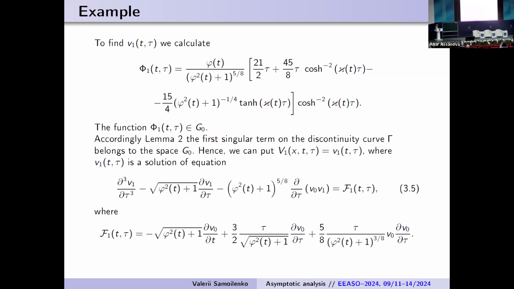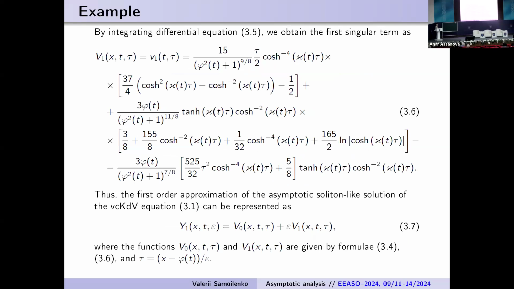And the next term of the asymptotic expansion: to calculate this first term, we need to calculate some additional function. Here is presented the concrete value of this function, the equation for determination of the first term, and the corresponding right side function. It can be solved exactly, and we use formula number 6 for the first term of the asymptotic solution. So finally, we obtain the first approximation of the soliton-like solution in form number 7, where the zero term, the main term, and the first term are given by the formulas presented on the previous slides.